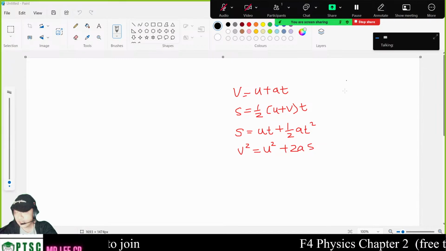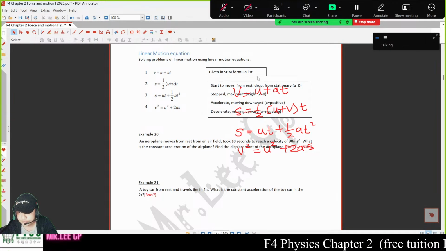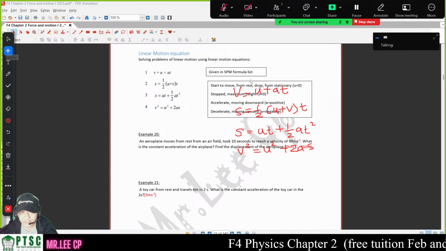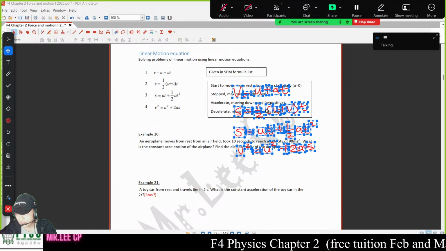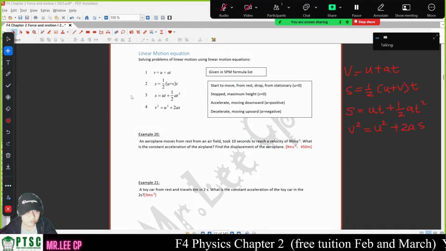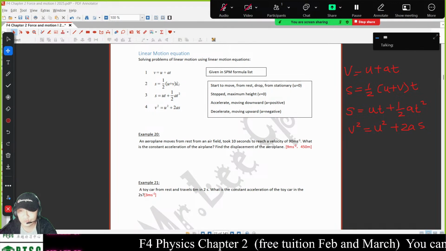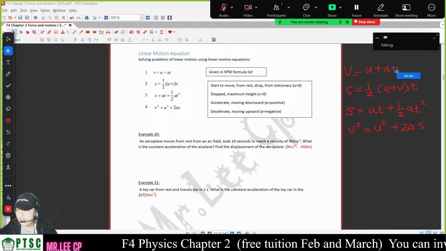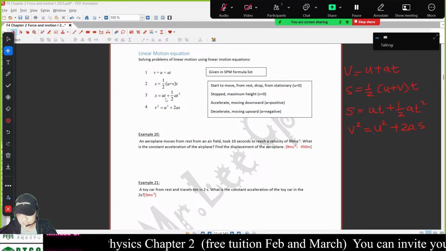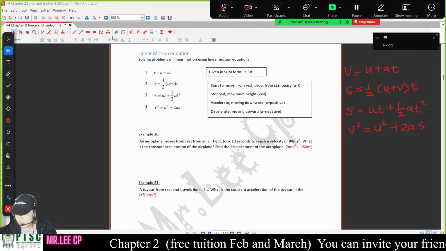I am going to show you how we get these formulas. It is not so important how to get them. You need to know how to apply them, then it is okay already. You only need to know how to use them. Okay, V is U plus AT. S is half times (U plus V) times T. S is equal to UT plus half AT squared. And V squared is U squared plus 2AS.